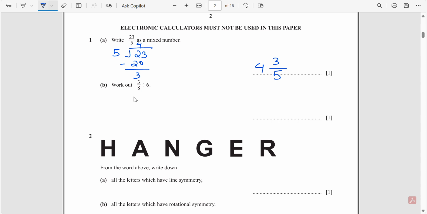Next is work out 3/8 divided by 6. So for that, first you're going to take the reciprocal of 6. To do that, the division sign will be changed into the multiplication sign, and 6 will be written as 1/6. Now you can simplify it. Here you can cut: 3 ones are 3, 3 twos are 6. You get this, and then you multiply 8 with 2. So you get 1/16.